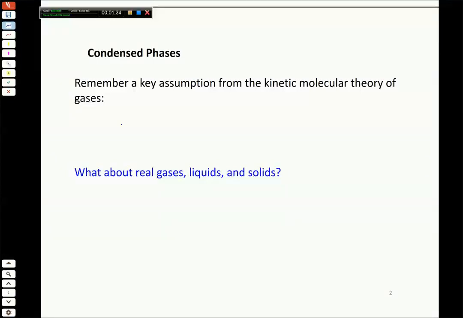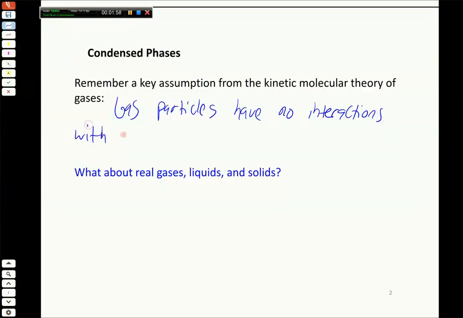And so what we have to first remember when we're distinguishing gases from condensed phases is one of the key assumptions from the kinetic molecular theory of gases was that these gas particles, either the atoms or the molecules that make up gases, have no interactions with each other. And that was responsible for the predictable relationships we had between pressure and volume, and the idea that gases can be expanded or contracted to whatever volume we want, and the pressure and everything responds to it.